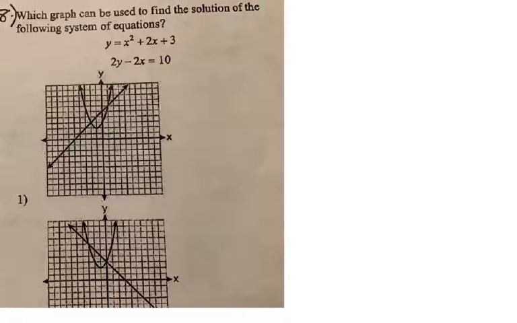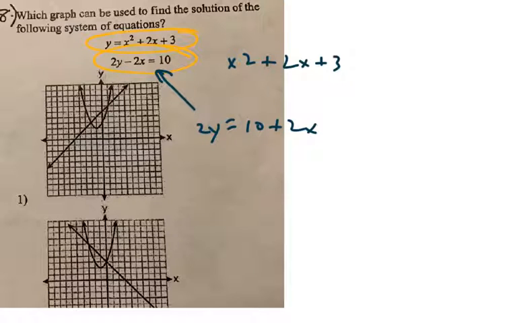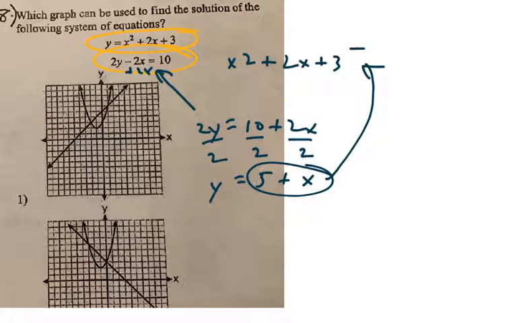Okay. Again, same idea here. We could quickly try to graph these, but why don't we try to solve them algebraically real quick? So if I have x squared plus 2x plus 3 equals y, let's go ahead and solve for y. So 2y equals 10 plus 2x. All I did was add 2x to both sides. Let's distribute dividing by 2. Y is 5 plus x. So this is going to equal x squared plus 2x plus 3.